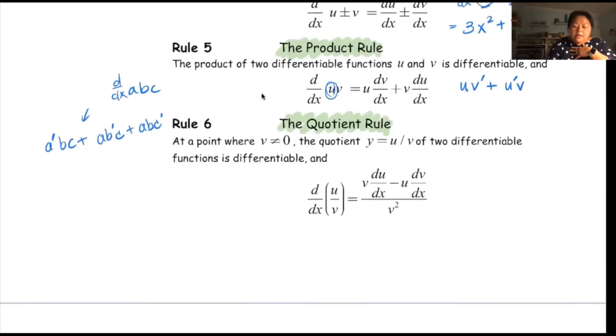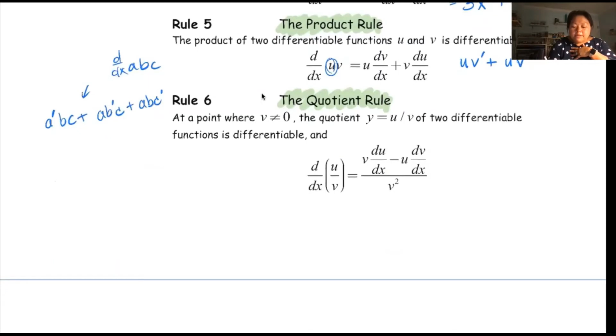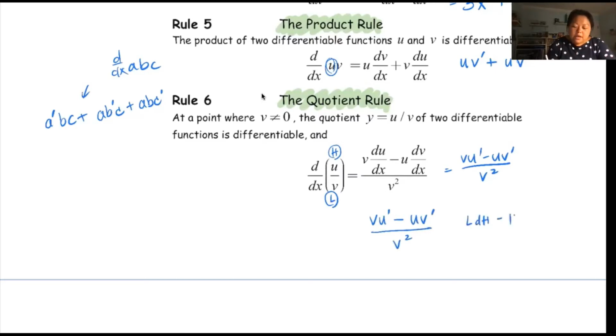Okay. And then this one, again, some people memorize it as vu prime minus uv prime all over v squared. That's another way to memorize it. I had a really nice teacher who taught me this. So this is the higher function. This is the lower function. So he goes low d high minus high d low all over low squared.